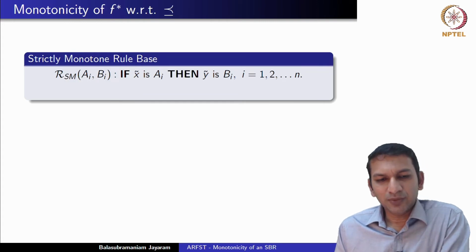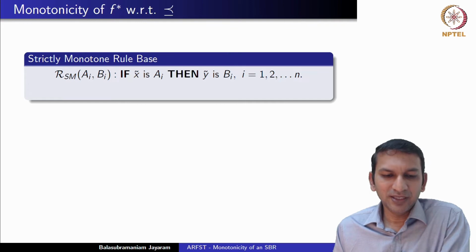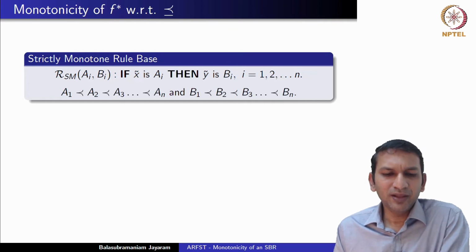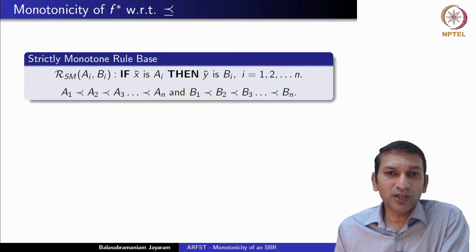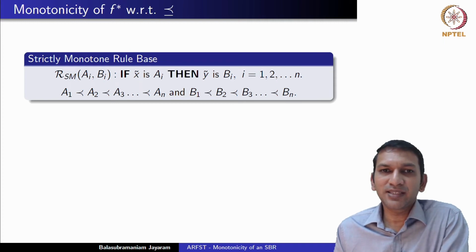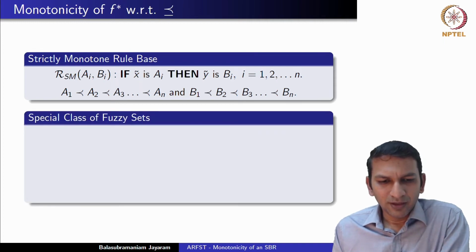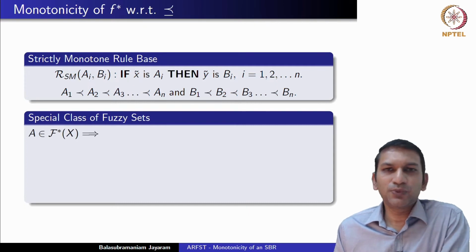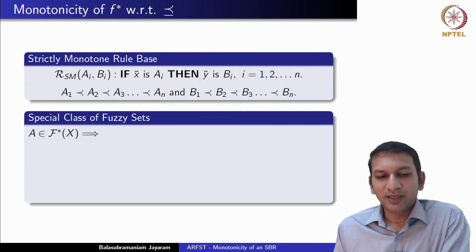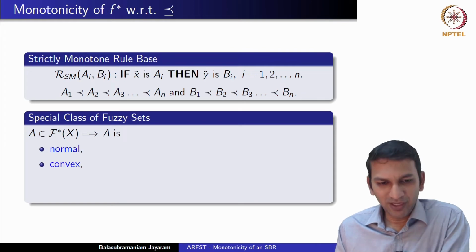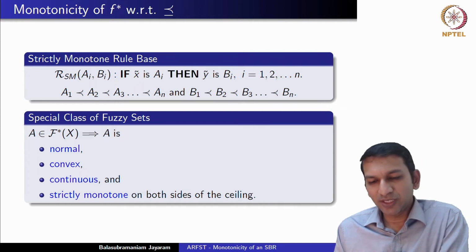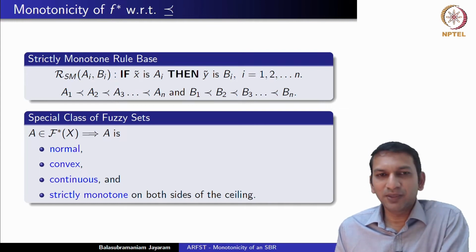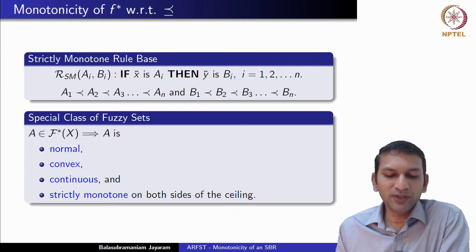So once again, we start with a strictly monotone rule base. That means we have the antecedents ordered in a particular way with respect to the alpha cut based ordering, and also the corresponding consequents are ordered in the same fashion. We consider a special class of fuzzy sets which we denote as f star of x, and A belongs here means A is normal, convex, continuous, and it's strictly monotone on both sides of the ceiling, and since it is normal, that means it's strictly monotone on both sides of the kernel.